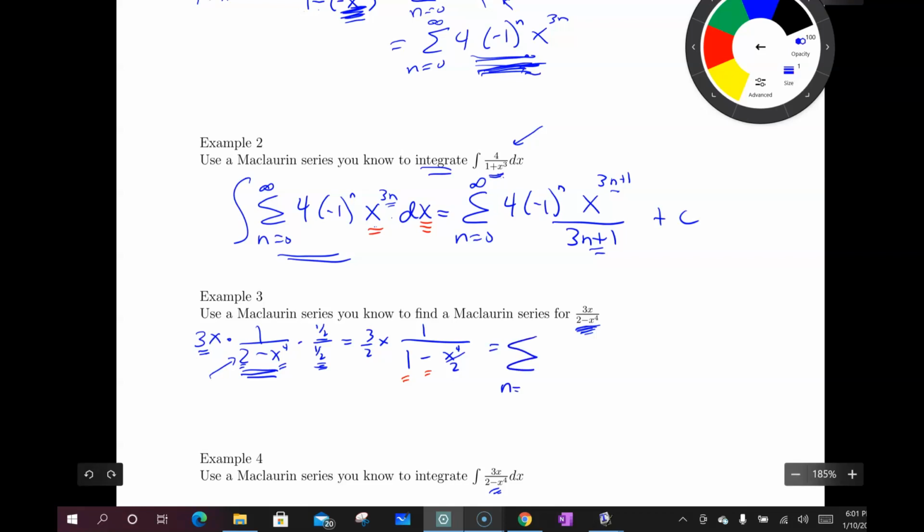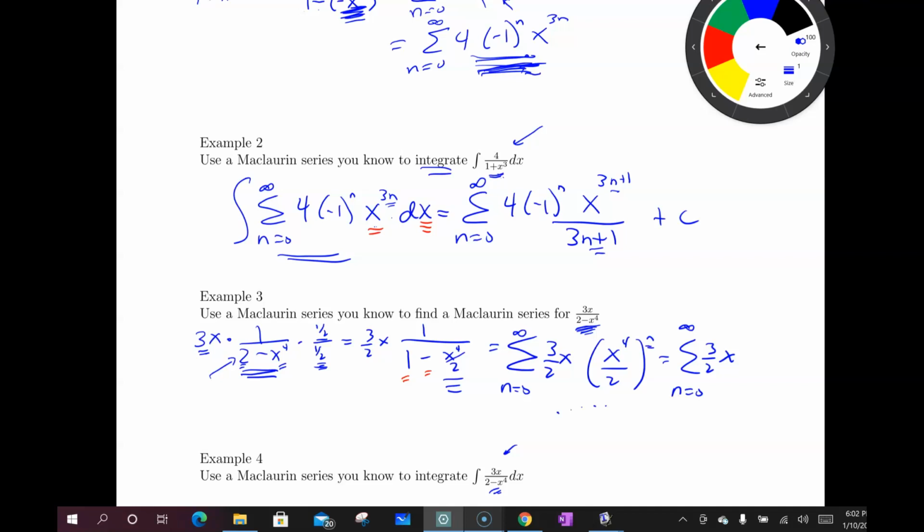So summation n equals 0 to infinity. This 3/2 x carries along, and it's this x to the nth power. Let's invest time right now simplifying this so that when I want to take the integral in the next step, it's all good to go. So n equals 0 to infinity, 3 halves x. Let's first distribute this nth power. Be careful, it has to go to both. So I get x to the 4n, and this n has to go to the power of 1 on the 2, so I get 2 to the n.